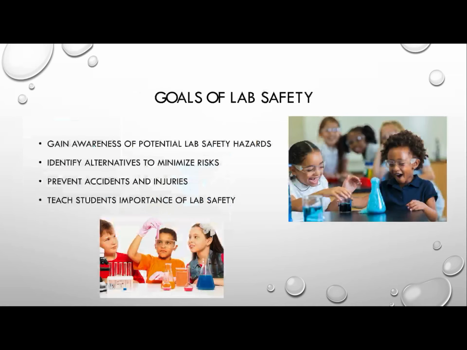Now, the goals of lab safety, we have kind of 4 main goals. The first goal is to gain awareness, this is for you, of potential lab safety hazards. So you need to practice the experiment so that you can become aware of things that might potentially pose a safety risk during the actual lab. The second one is to identify alternatives which would minimize any risks that you might encounter. The third is to prevent accidents and injuries. The fourth is to then teach the students the importance of lab safety.